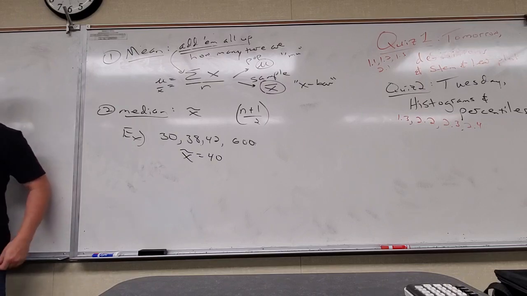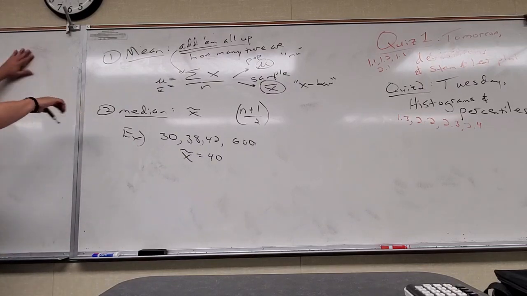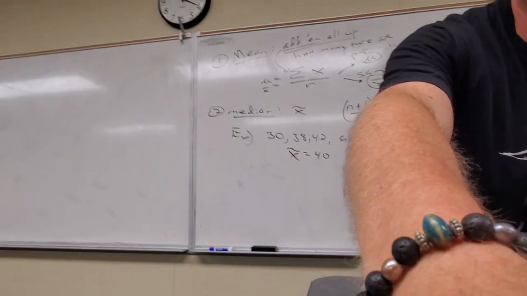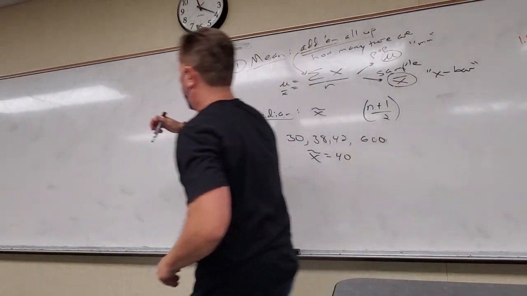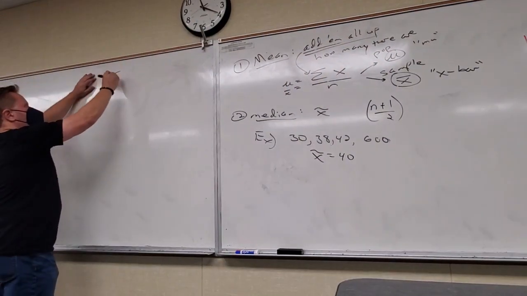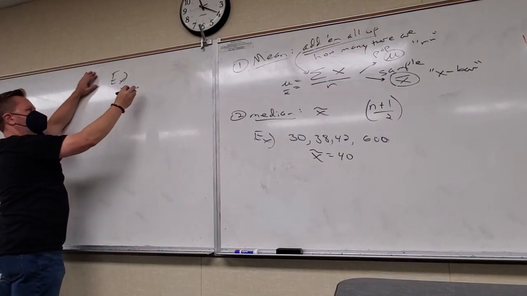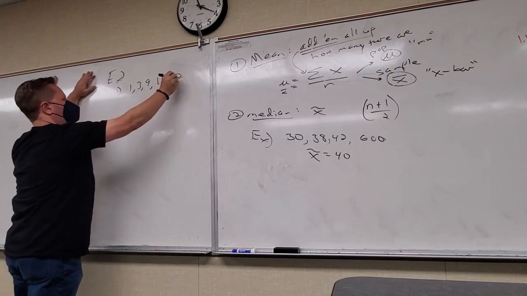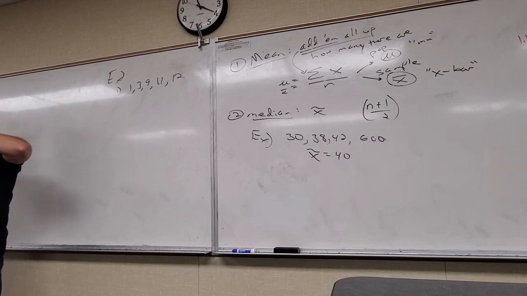So again, let me put some stuff over here. Let's look at some examples real quick. Okay. So some simpler little examples. If I have a set of data like 1, 3, 9, 11, 12, what's the median?